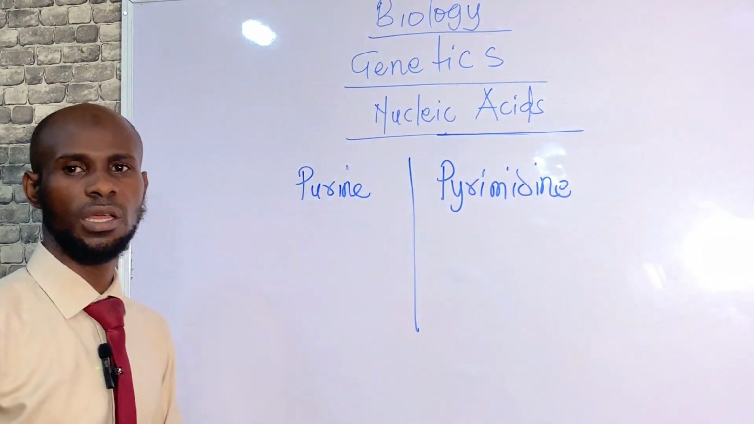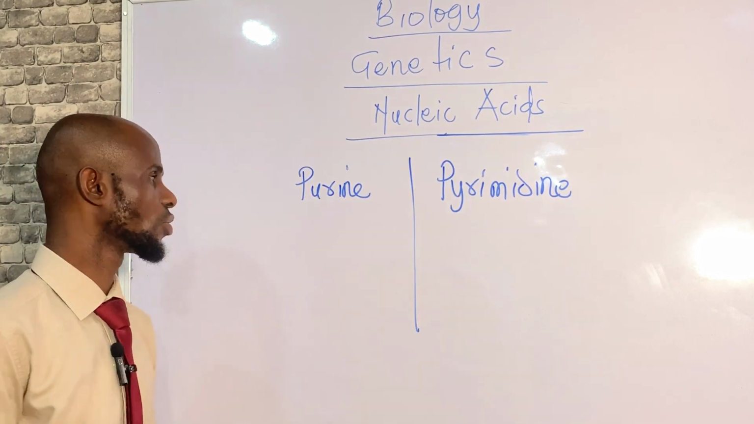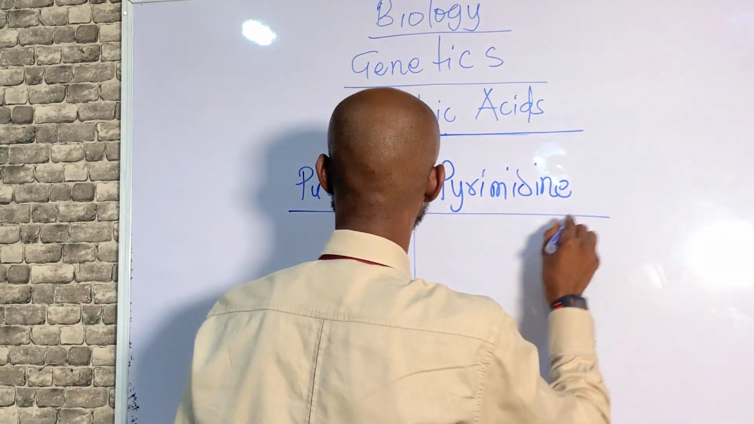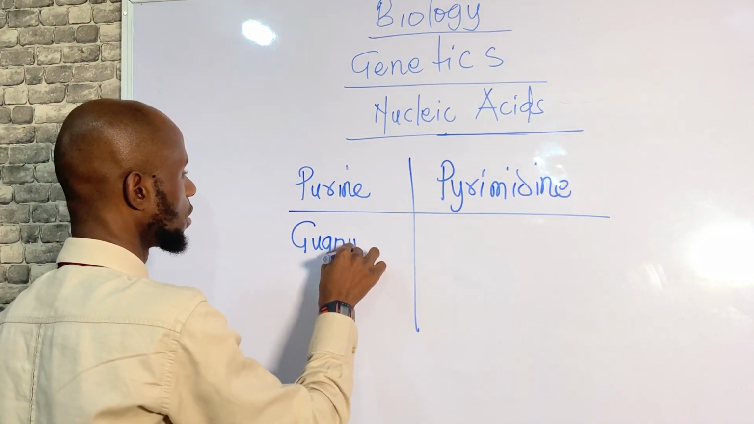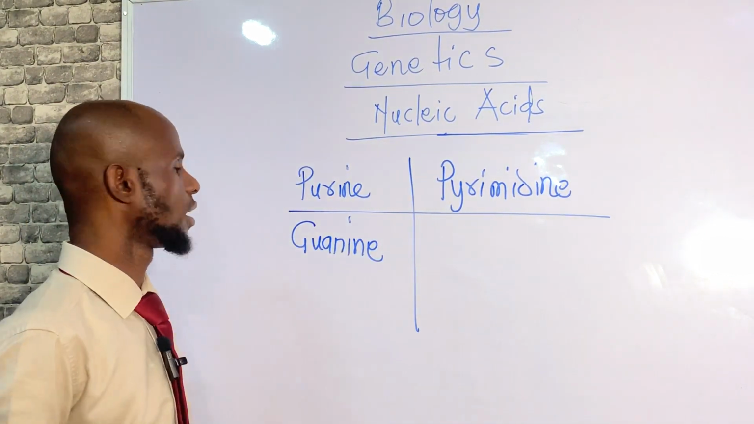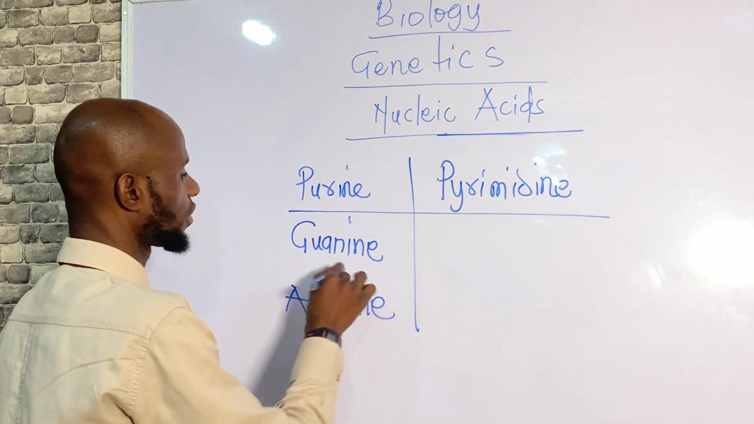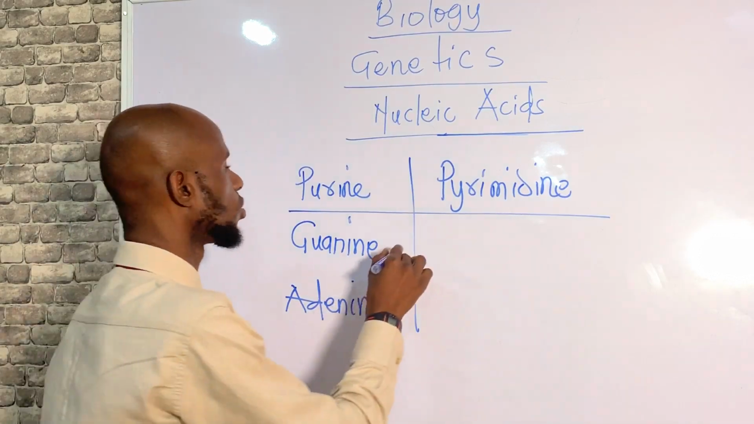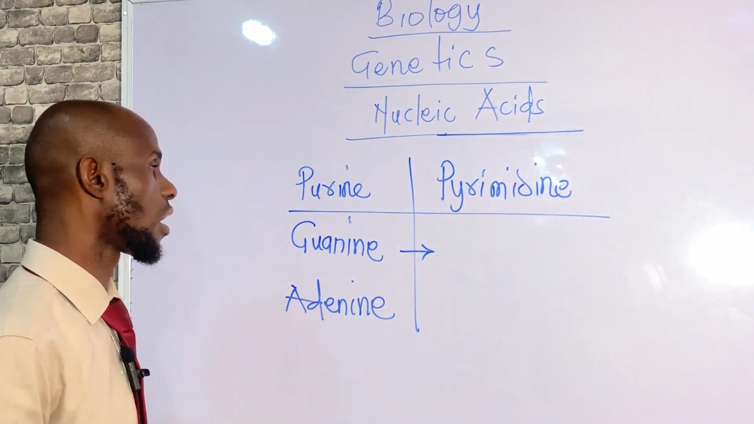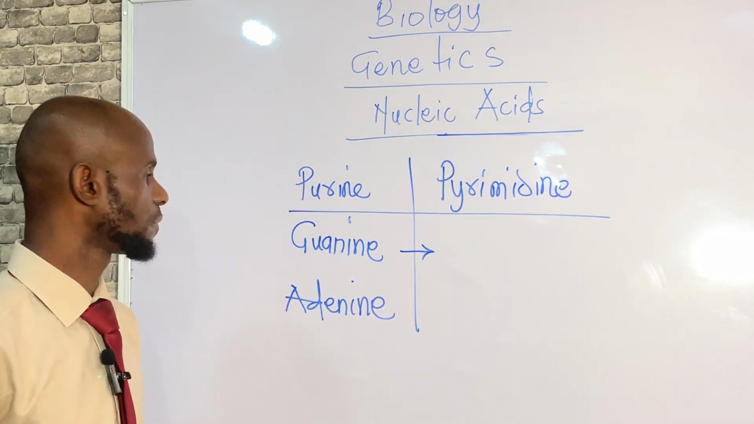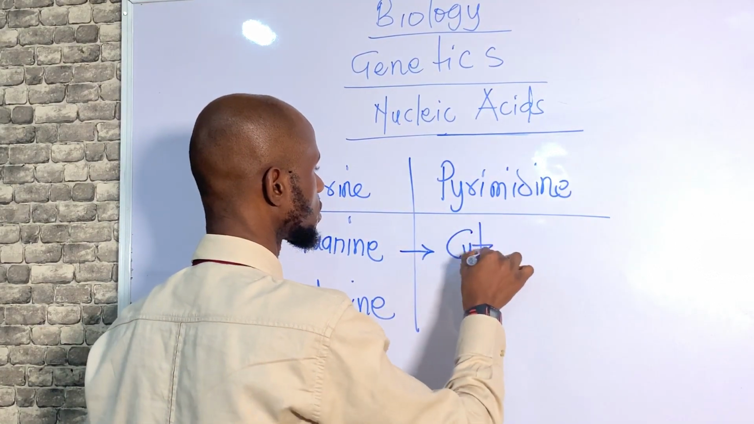bases. So can you remember examples of purine? Purine are 2, as I told you. So the first one is we have the guanine, okay, and we have the adenine. We have the guanine and we have the adenine. So the purine bases now, the pyrimidine bases are going to be 3, okay. Then, so we have the cytosine.